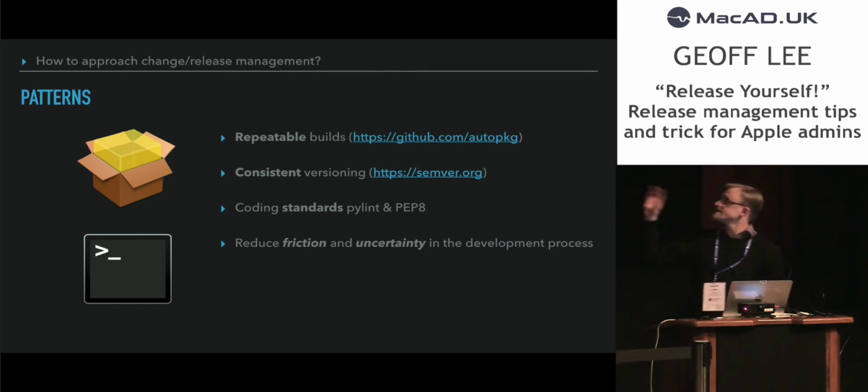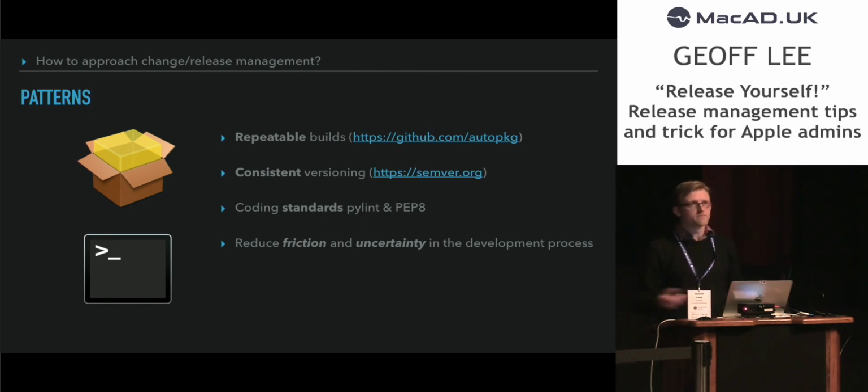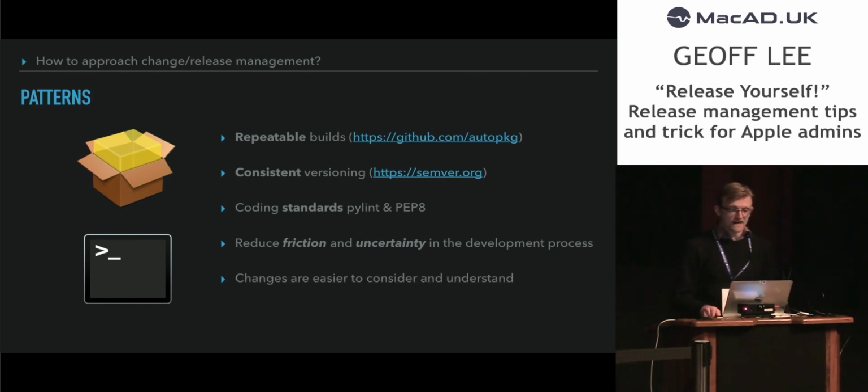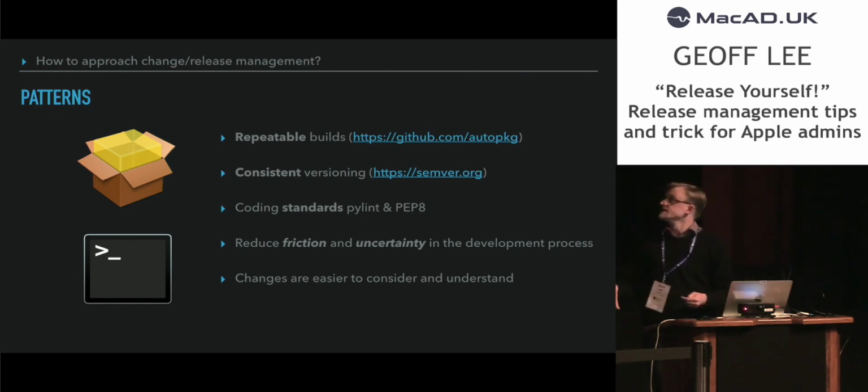So these, I think, along with other things and appropriate processes, can really reduce the sort of friction and uncertainty in the development process, which, if you want to bring in people who might be a little bit unsure about what it is you're doing, is really important, I think. And if you're doing these things, changes become much easier to consider and understand. And critically, we're reducing single points of failure.